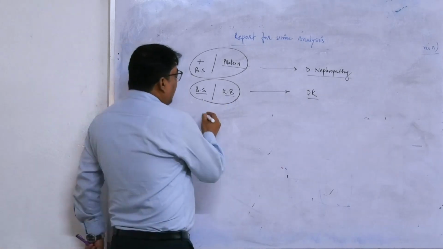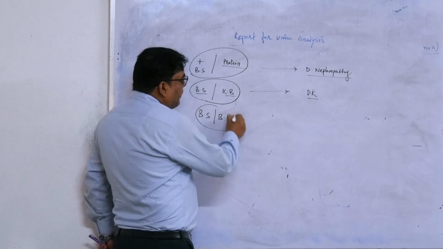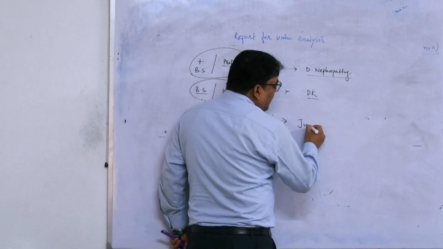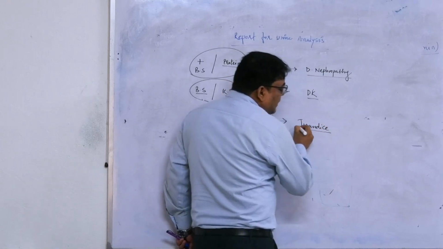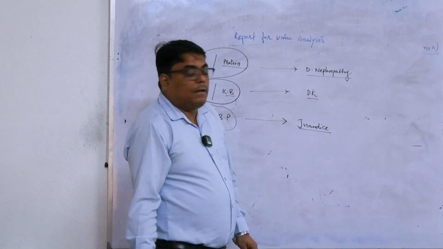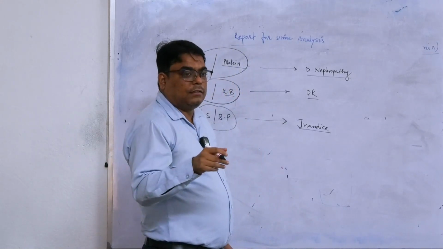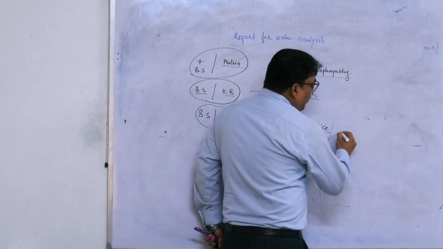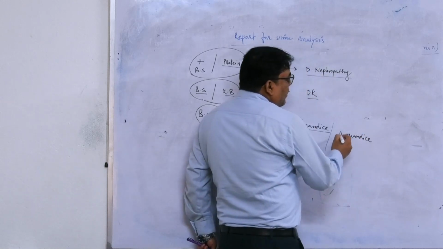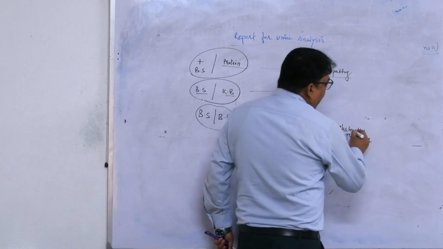Understand? Same for bile salt and bile pigment. If both things come, then it is jaundice. Majorly which kind of jaundice? You do not simply say jaundice. It is obstructive jaundice. Obstructive jaundice.